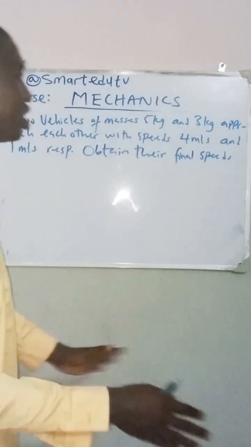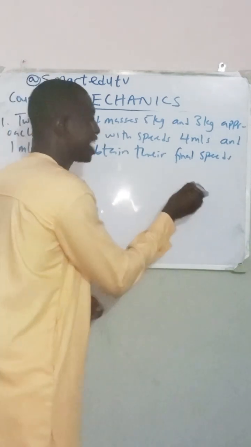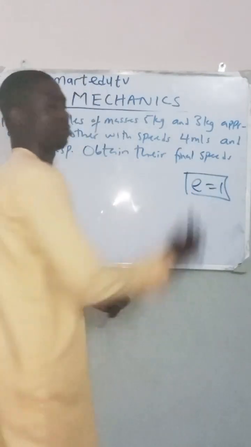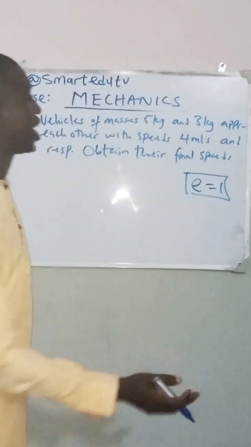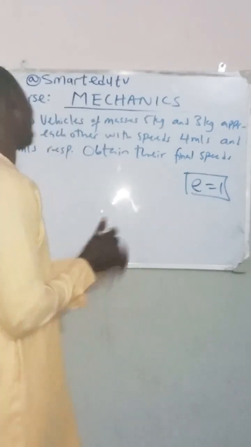Go back to the table I gave you previously. For elastic collision, it means that the coefficient of restitution E equals 1. Take note of this. For elastic collision, we know that the value of E should be equal to 1. Okay? So let's now start.